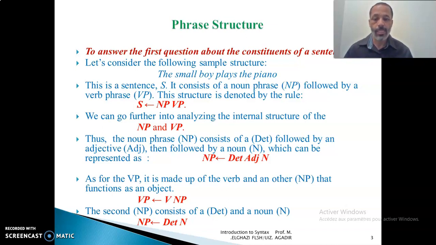So this is how we analyze a sentence into its constituents, starting from the largest constituents, which means subject and predicate, into the smallest constituents until we reach the words, whether they are determiners or adjectives or adverbs or verbs or nouns or whatever.